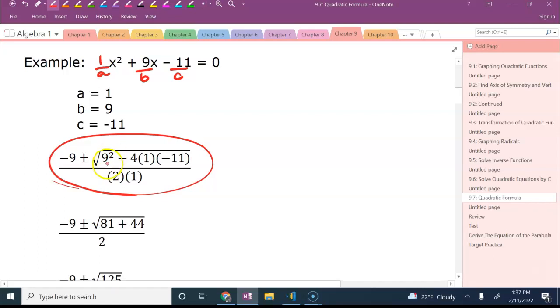So you can see what I did here is I did that 9 squared underneath the square root, and that's how I got 81. And then I took this negative 4 times 1 times negative 11, so I evaluated this piece next, and that's how I got that 44. And it's positive because I had a negative times a negative underneath that square root. The negative 9 is still sitting out front, and on the bottom here, that 2 times 1 is just a 2. So all I've really done is simplify just a little bit at a time here.